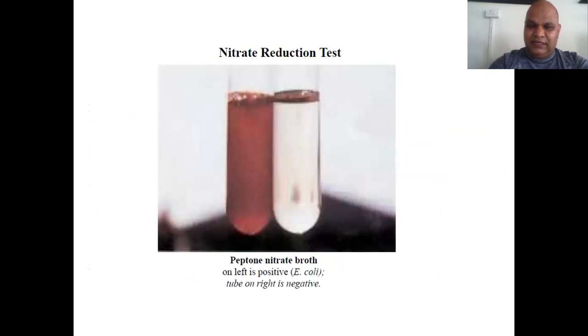So you can see the peptone nitrate broth is there. And the left side is positive because it contains E. coli bacteria, which shows the nitrate reduction test. But on the other hand, another organism which we generally use does not show the nitrate reduction test, hence it is termed as negative. So the red coloration on the left is positive, and the other which is colorless acts as a negative.